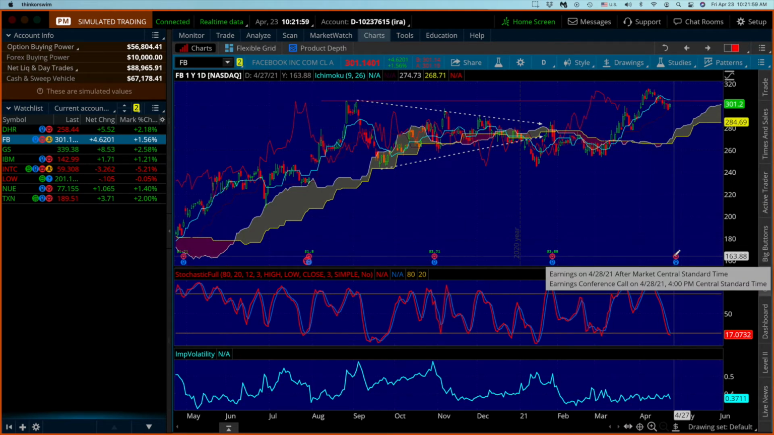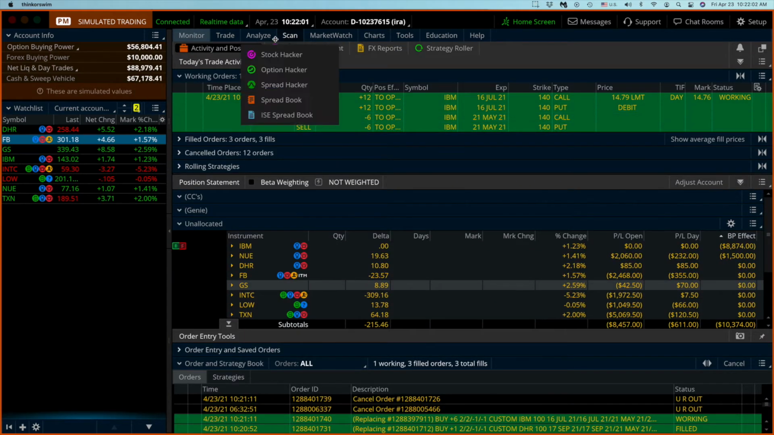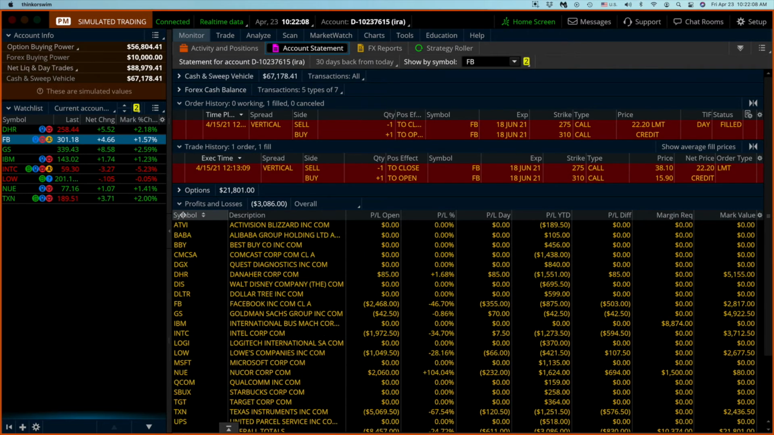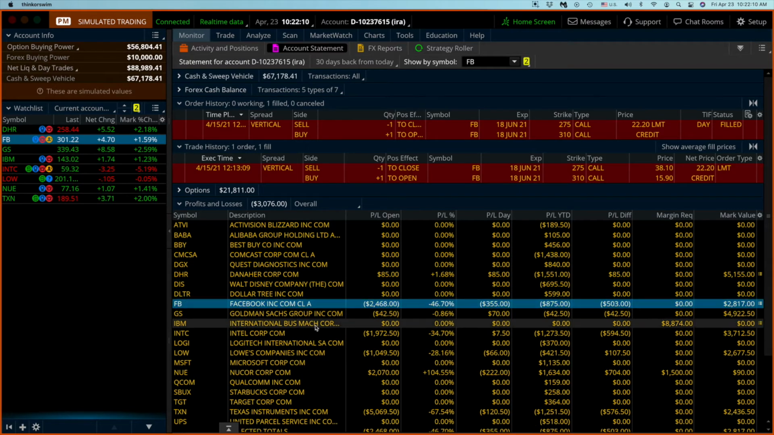Facebook, okay, we have these expiring options today, and the stock is due to report earnings here on the 28th. We can go to the account statement, look for Facebook, and we have 800, we're short. We are $870 on the whole, so to speak.